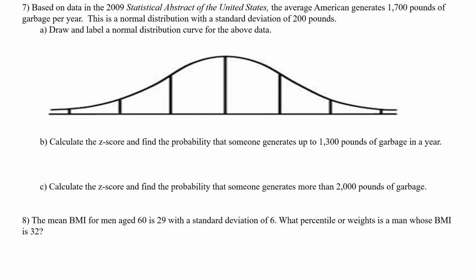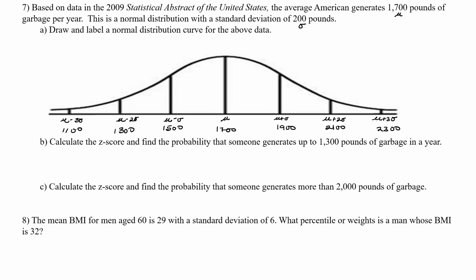We've been given the average pounds of garbage we have, and then its standard deviation. And so we can create this normal distribution table to determine what values are 1 standard deviation, 2 standard deviations, and 3 standard deviations away from the mean. And our average value here, which is mu, is 1700. So we have 1900 and then 1100.